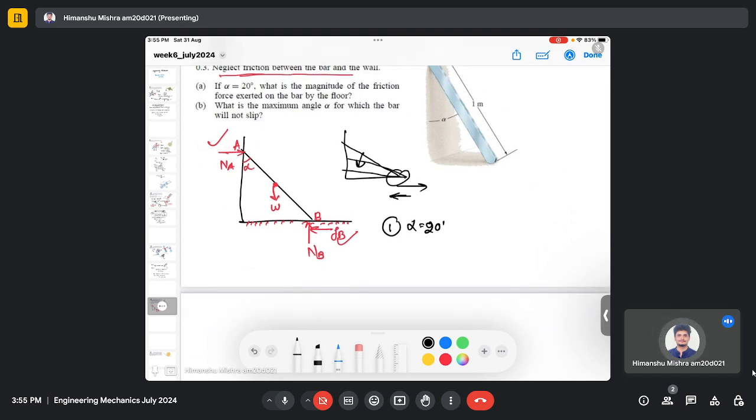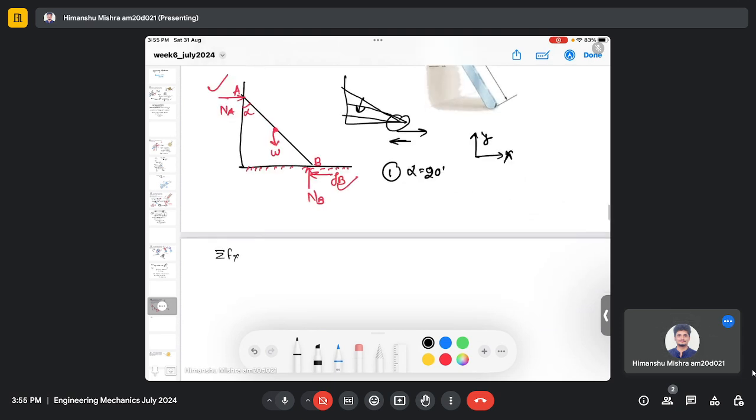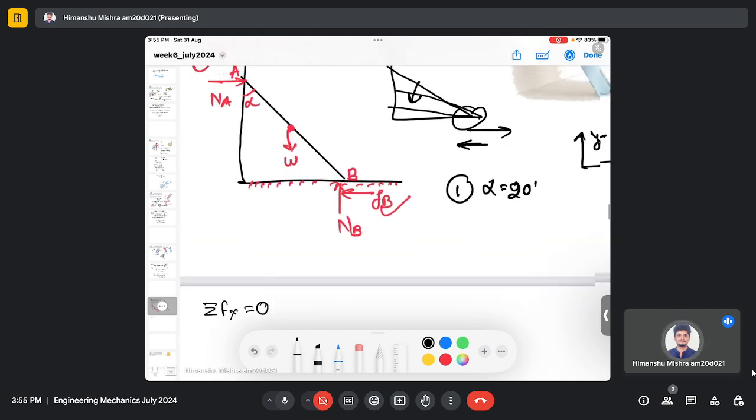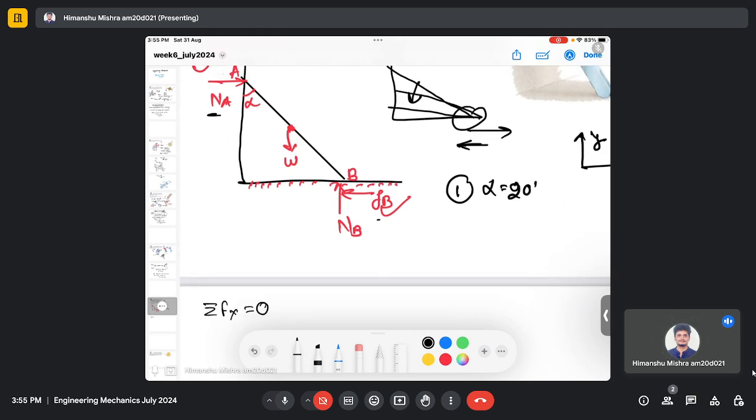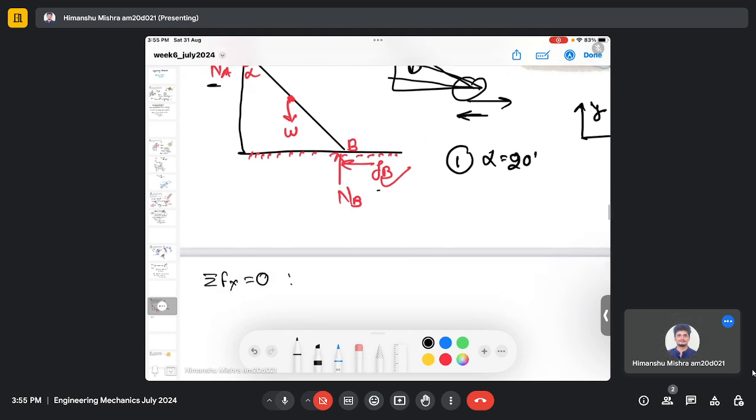So if I do the force balance analysis in the x direction, and this is my coordinate system, the force balance along the x-axis equated to 0, I have forces like NA and this friction which are acting along the x-axis. So I can write NA minus FB equal to 0. This is my equation 1. Both are unknown forces. We don't know what NA is and we also don't know the friction force at point B.